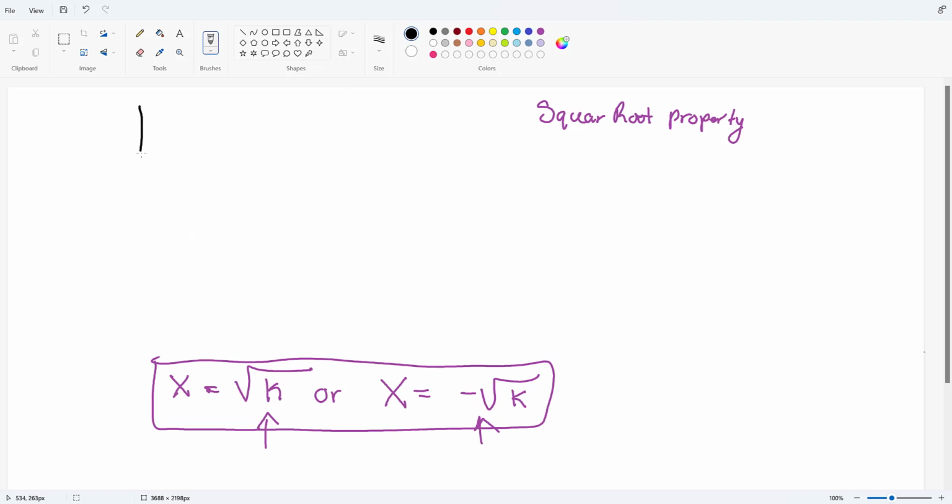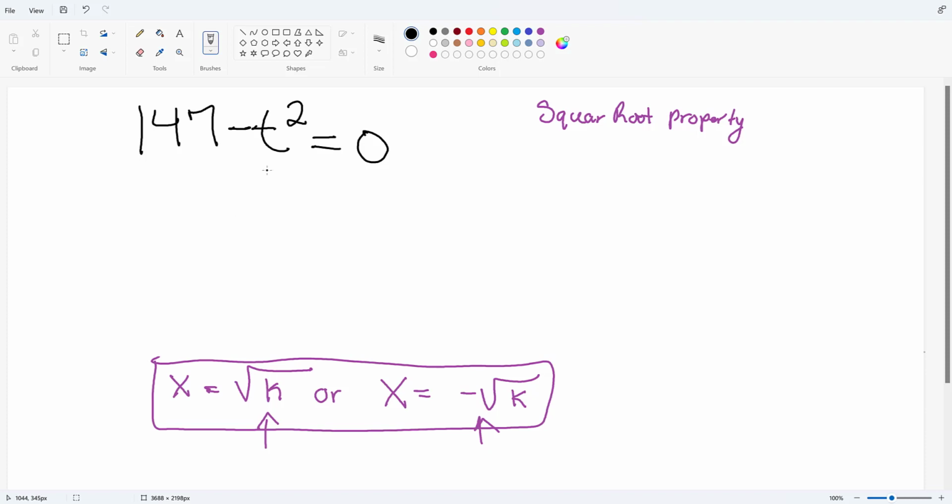So here's the problem: 147, because there's no use of having the answers if you don't know how to actually get there. So this is how to actually get there. They're telling us to find the square root property. We know that x equals square root of k, or x equals negative square root of k. We know that, so I want you all to keep that in mind. Okay.